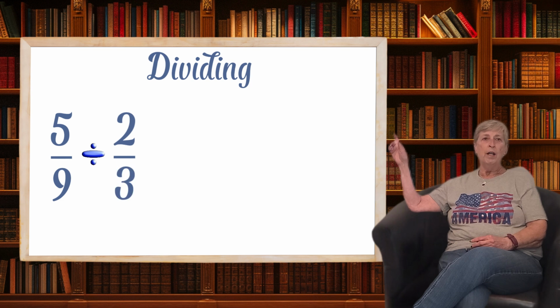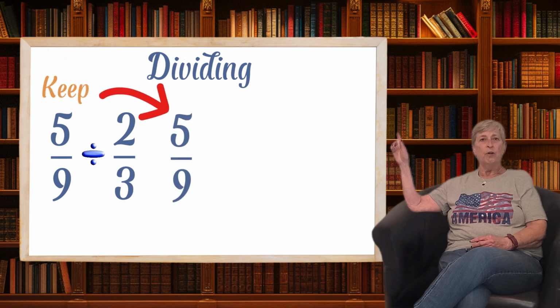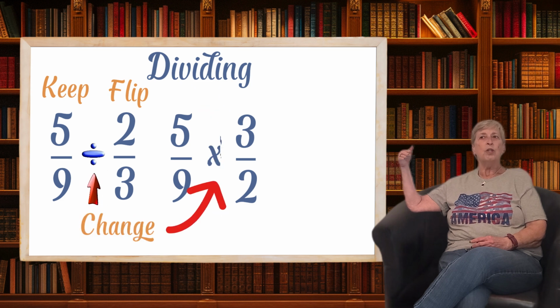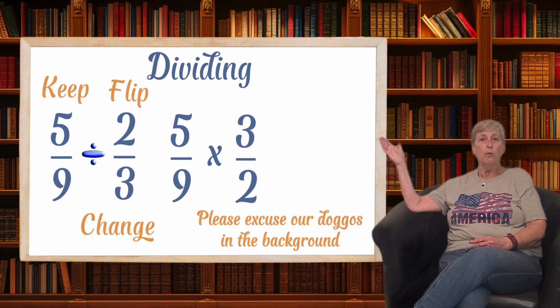There's one difference in division and multiplying. In division, you keep your first fraction just like it is. Here 5/9 stays 5/9. But your second fraction, the number that you're dividing by, you flip it. So where the problem says divided by 2/3, you change it to times and flip it to 3/2. So when you do that, now you have a new problem. 5/9 times 3/2.